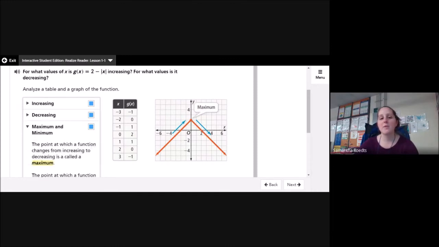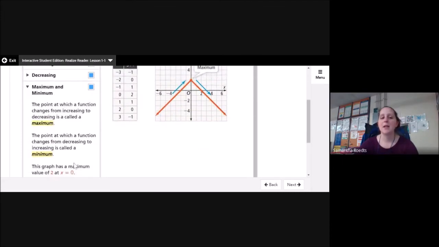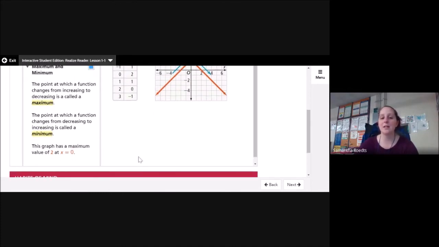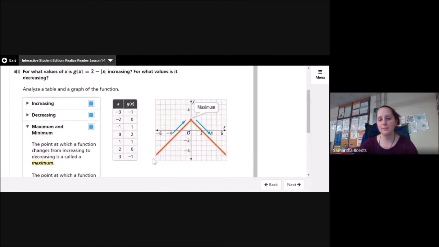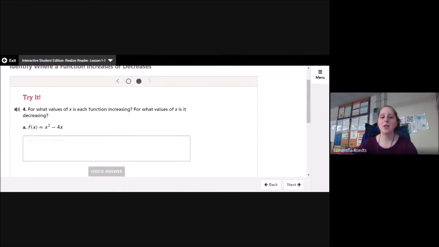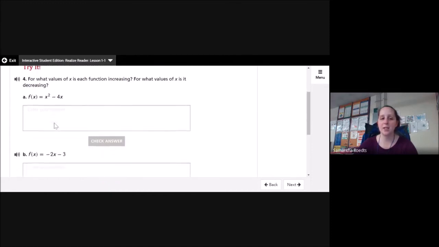Okay. You can also have a maximum or a minimum point. Your maximum point is the highest point that you're going to be reaching. The change from increasing to decreasing is called the maximum. The point at which a function changes from decreasing to increasing is called a minimum. This graph has a maximum value of 2 at x equals 0. All right, so let's try it. For what values of x is each function increasing, and for what values of x is it decreasing?